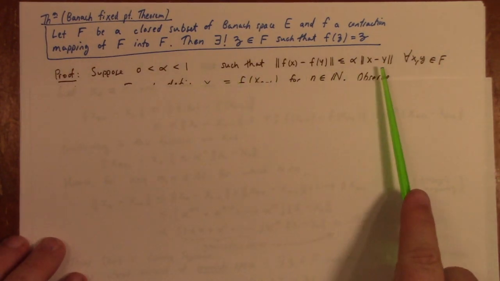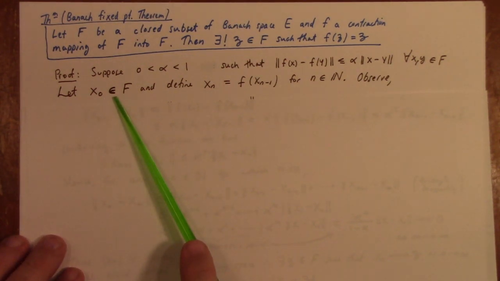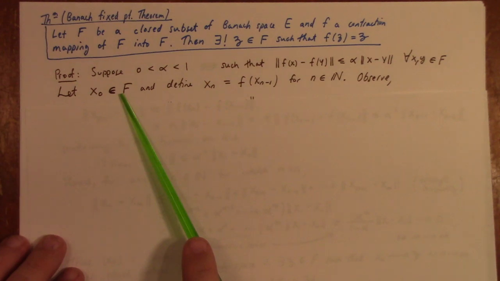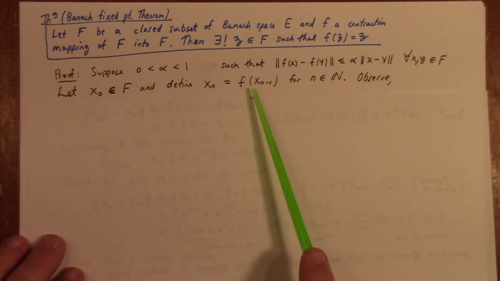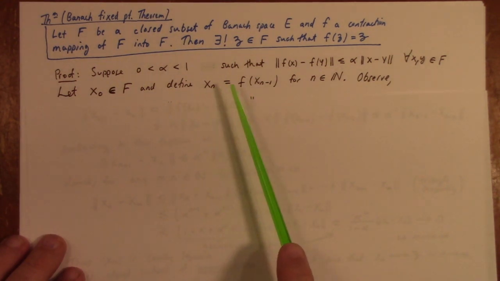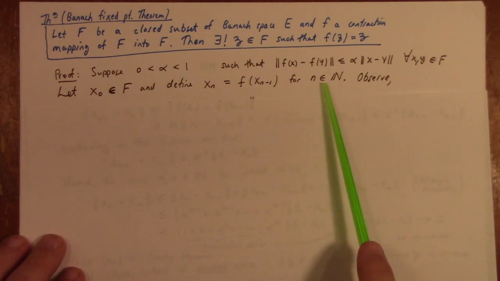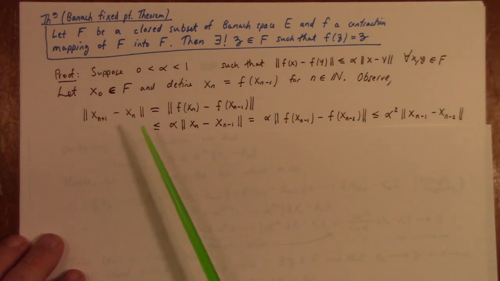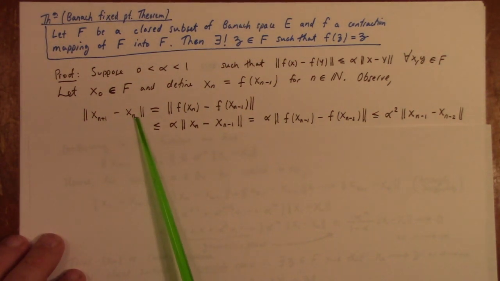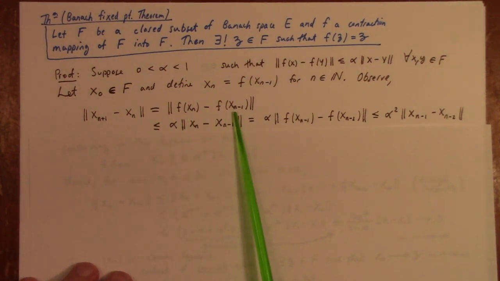All right. Here's the proof. Suppose you've got a contraction map, and pick any point in your closed space F, and then define a sequence by iterating on f. Your nth term in the sequence is obtained by taking the (n minus 1)th one and operating by f, and you do that for every natural number. Well, what does that do? Check it out. x_{n+1} minus x_n is by definition f of x_n minus f of x_{n-1}.